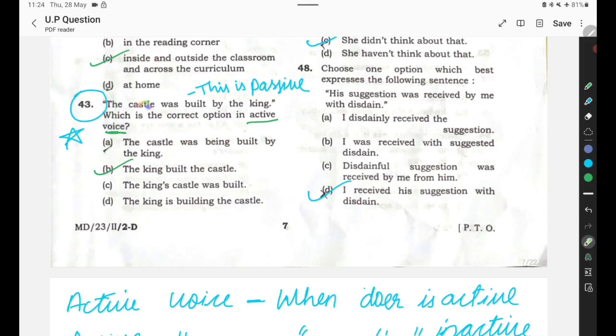Look, the castle was built by the king, which is the correct option in active voice. Look, this question is given in passive voice. Okay, so they ask what is the active voice of the sentence. The king built the castle. Okay, and the passive is the castle was built by the king. So easy. Okay, and I'll be explaining this active and passive voice concept for you below, on this blank page.